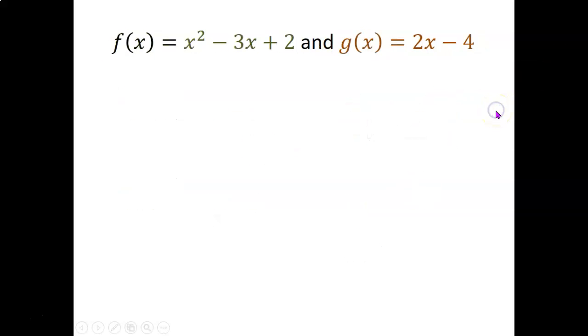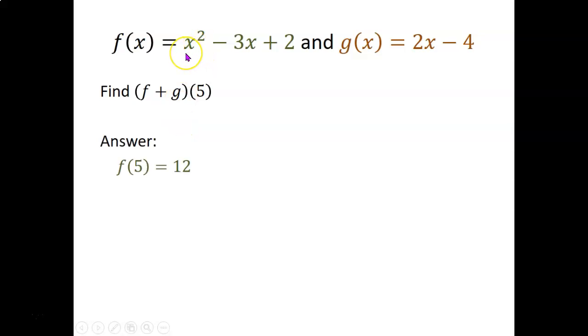Let's look at some more examples. In these examples, we've got new functions for f and g. f is now x squared minus 3x plus 2, and g is now 2x minus 4. Find f plus g of 5. Now there's two ways we can do this. One way is, since we just want this specific number, we don't care about f plus g in general, we just care about what it gives us when x is 5. So we can separately evaluate f of 5 and g of 5, and then add those two numbers together.